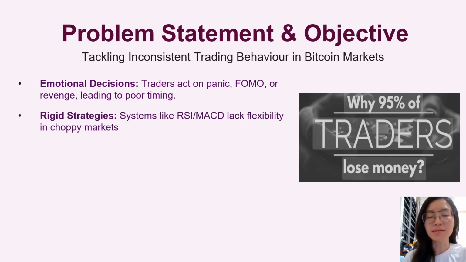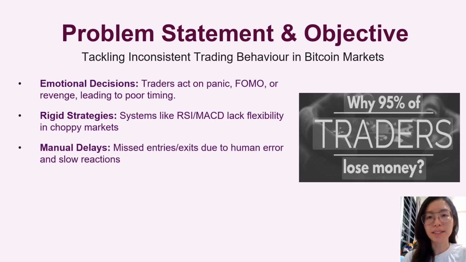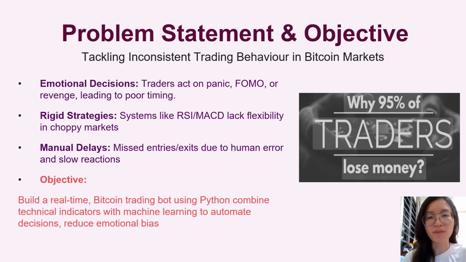The crypto market is highly volatile, yet many traders either rely on passive buy and hold strategies, which expose them to losses during downturns, or use rigid indicators like RSI or MACD that fail to adapt to choppy markets. On top of that, emotional decisions like panic selling or revenge trading often lead to poor timing and inconsistent performance. MetaTrader also introduces delays, causing missed opportunities at critical entry or exit points.